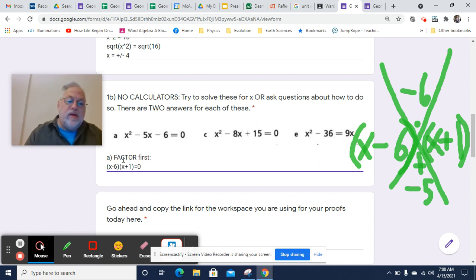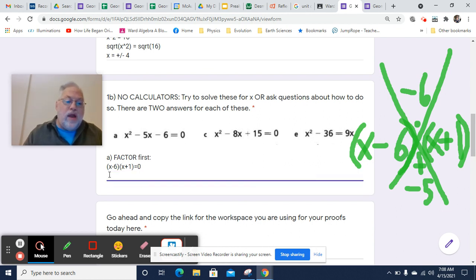that equals 0. All right, now we've got to figure out what x value would make x minus 6 equal to 0. Well, if x was 6, that would work. What x value would make x plus 1 equal 0? -1 would work, because -1 plus 1 is 0. So there you go, 6 and -1. So that is what x is. So x equals 6 and -1.